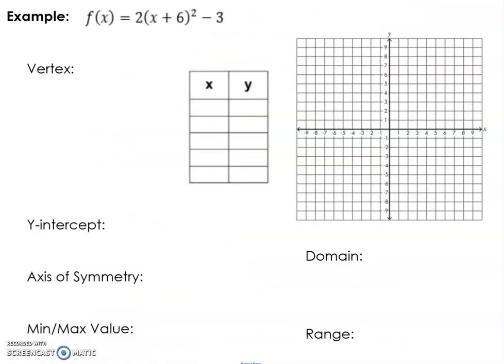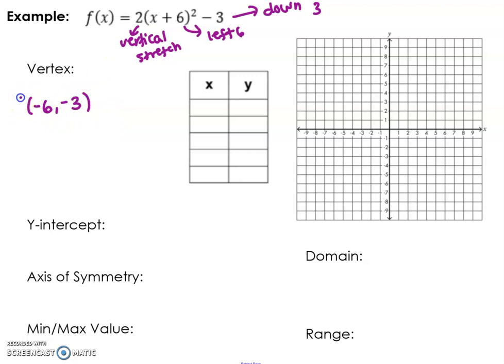Okay, so let's look at another example of vertex form. So again, if we're thinking about transformations, we can see that this 2 in front means that we have a vertical stretch of 2. We can see that this plus 6 means that we're going to the left 6, and this minus 3 means we're going down 3. So if our vertex was at 0, 0, and we went left 6 and down 3, our vertex would be negative 6, negative 3. Again, it's just the opposite of what's inside and exactly what's outside.